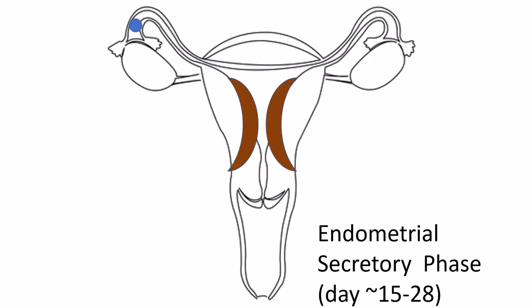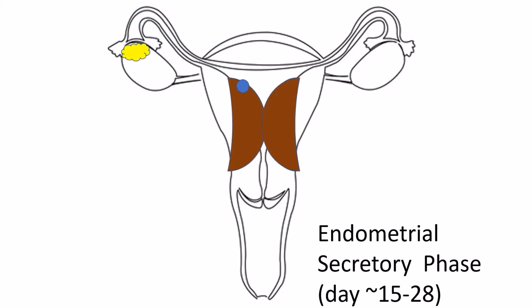Meanwhile, in the uterus, it is now the endometrial secretory phase. The ruptured follicle becomes the corpus luteum. The endometrium is at its thickest, 7 to 14 millimeters. This is where the egg would most likely implant itself if it were fertilized.